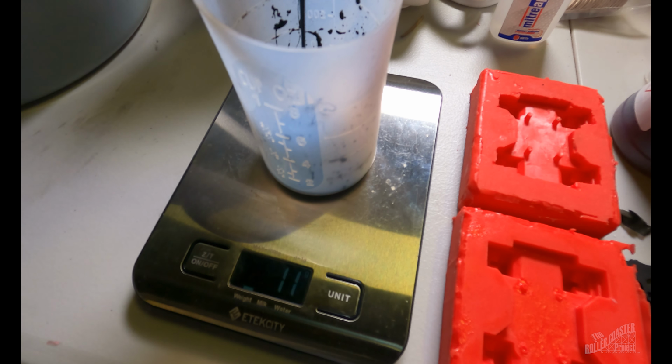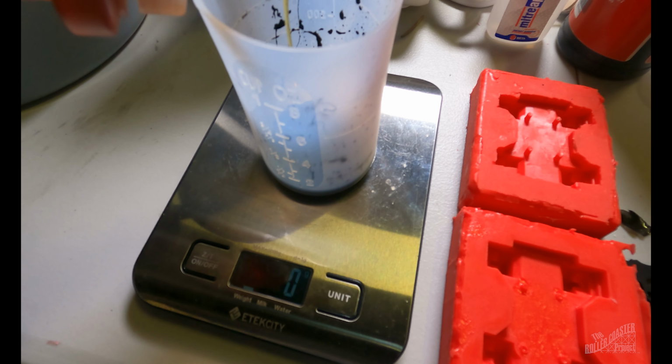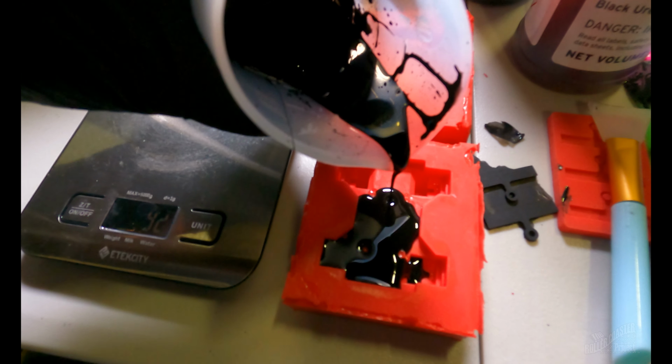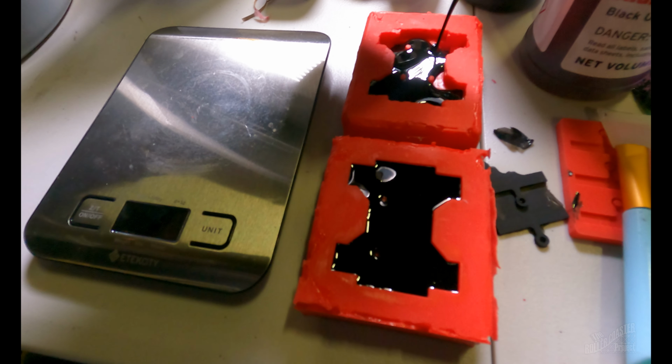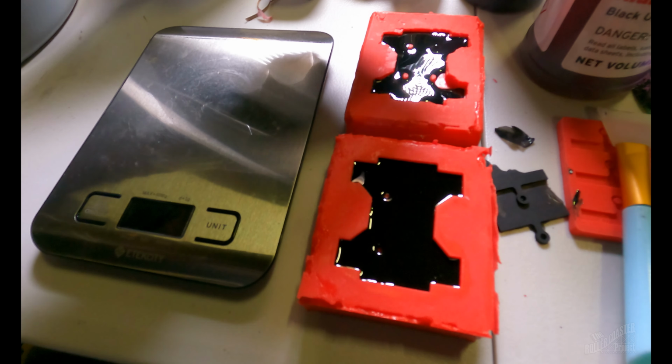Now for the lower portion, or wheel assembly, I'm using Alumilite Black Urethane Casting Resin. This has a demold time of about 30 minutes. For urethane resins, a pressure chamber is used to force all of the existing air out of the mixture.